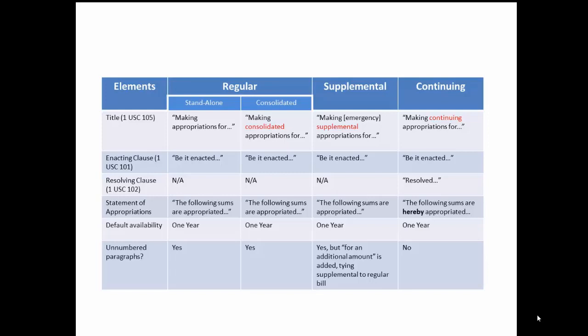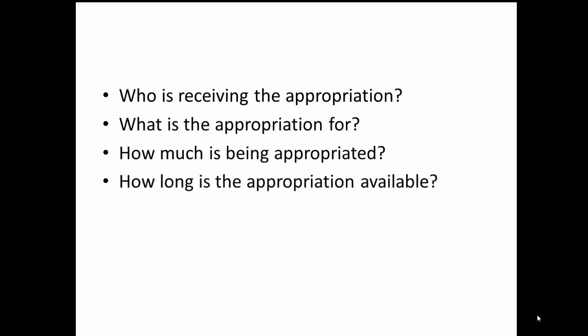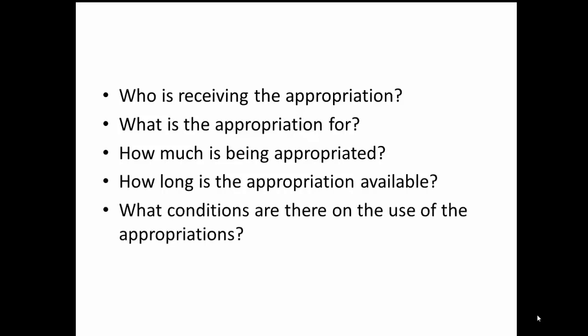Remember from Module 1 that we need to answer 5 basic questions when we read appropriation language. Who's receiving the appropriation? What's it for? How much is being appropriated? How long is it available? What conditions are there on the use of the appropriations? So we will need to get answers to these by a close review of these CR general provisions.